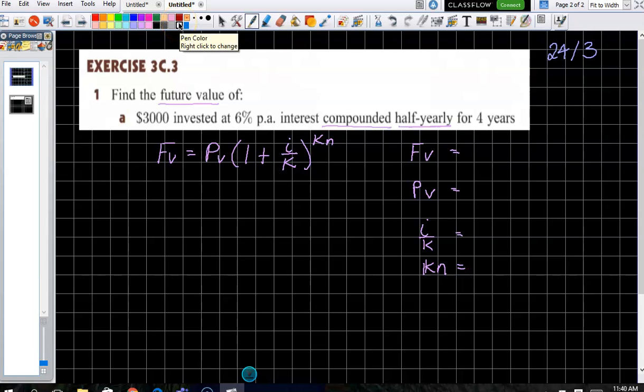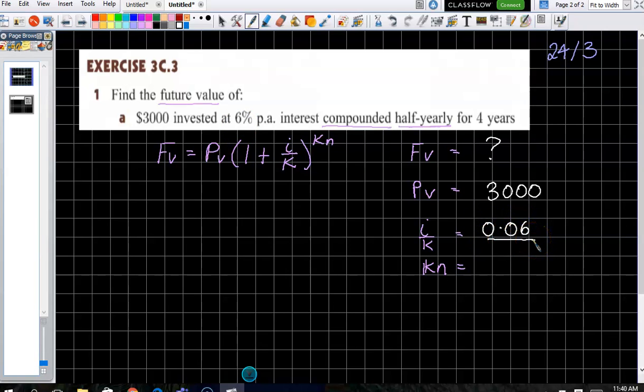So here we go. Future value, we don't know. What is my present value? PV, 3,000. What is my i on k? So your interest, 6%, but we remember we have to change that to 0.06.